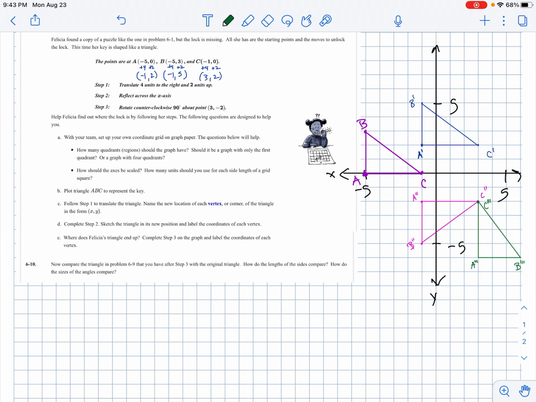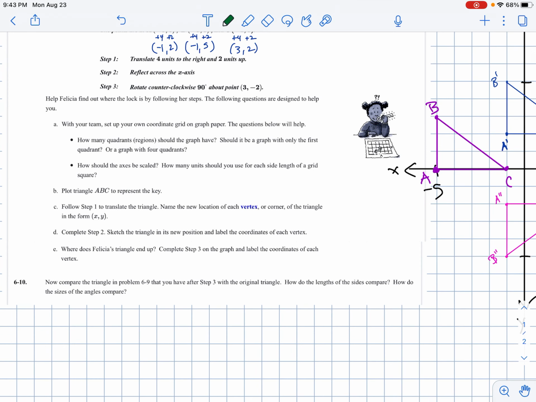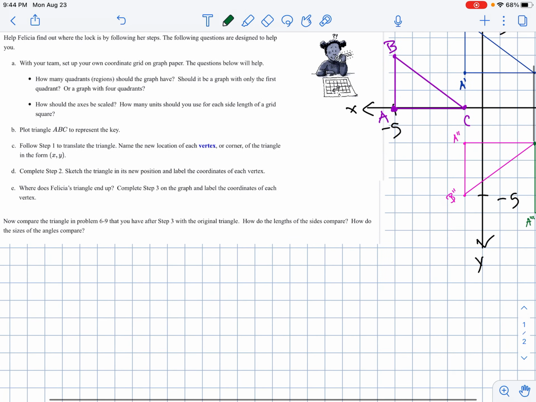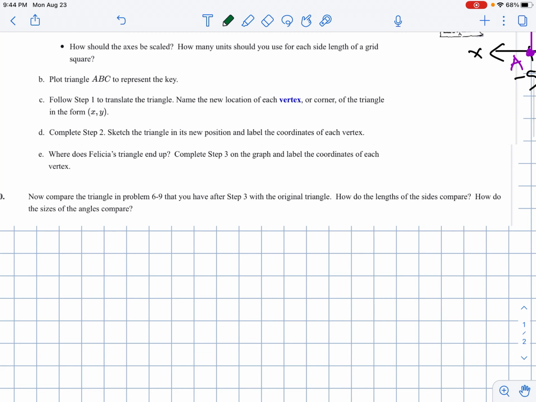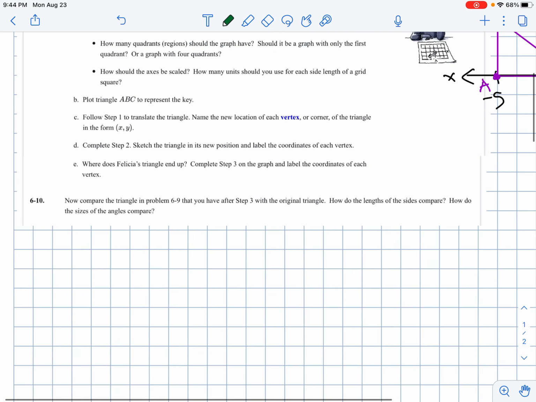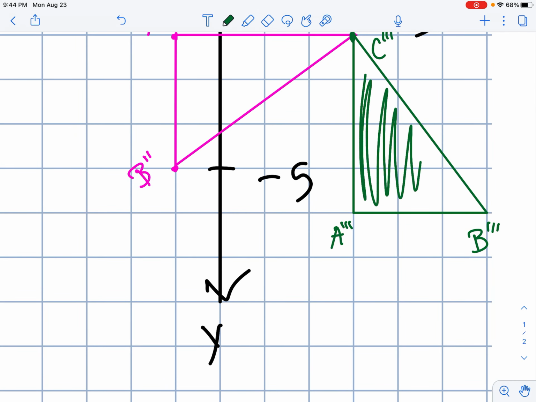So now, that's all the steps. It says help Felicia find where the lock is by following the steps. The following questions are designed to help you. So here's our own grid, our own paper, and you can hopefully answer some of these other questions. How many quadrants? How should you label it? Hopefully you did all these things. And if we get down here, where does Felicia's triangle end up? Complete step 3 on the graph and then label the coordinates of each vertex. Okay, so here's where it ends up down here. This is after the final transformation.